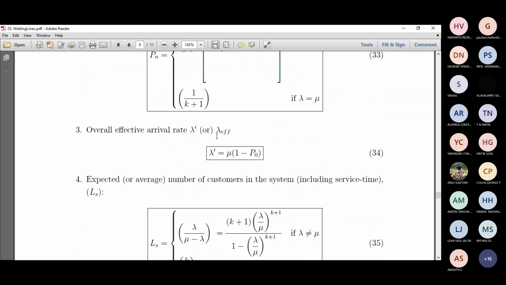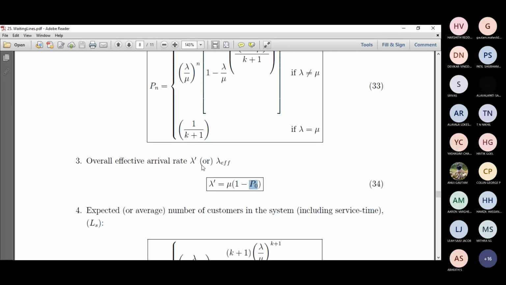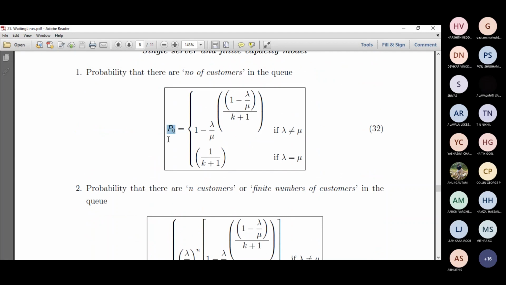Right. The overall effective arrival rate is lambda dash. So far, we have not talked about anything called the effective arrival rate, but in this case, lambda effective is equal to mu into 1 minus P naught. So here it is 1 minus P naught. Right.